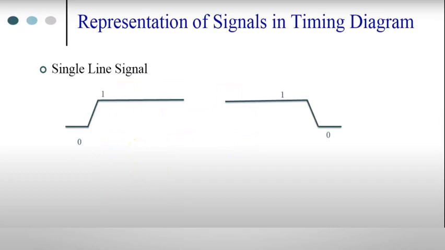Next we discuss the single line signal. The status of a single line will be either low or high, but the change from one state to another is not possible in zero time.